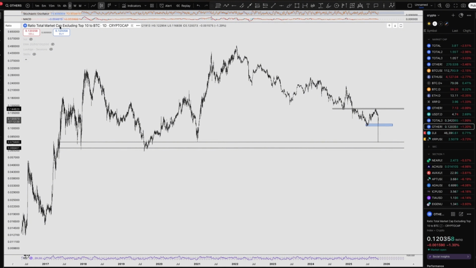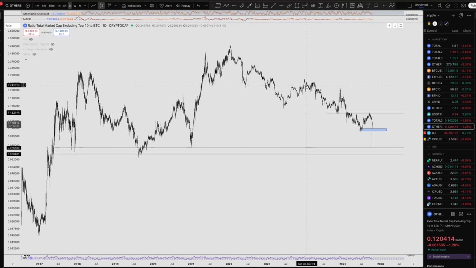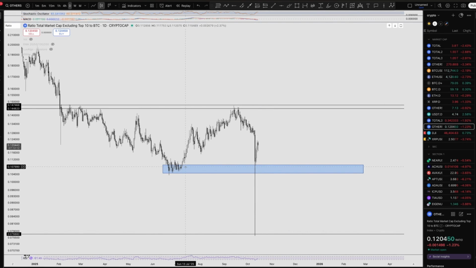This chart is the ratio of the total market cap excluding the top 10 to Bitcoin, and as you can see, this chart is beautifully shaped. After what happened on Friday, it went down and was able to test this multi-year support level, and what's even more interesting is that it closed above this last low that was formed here.